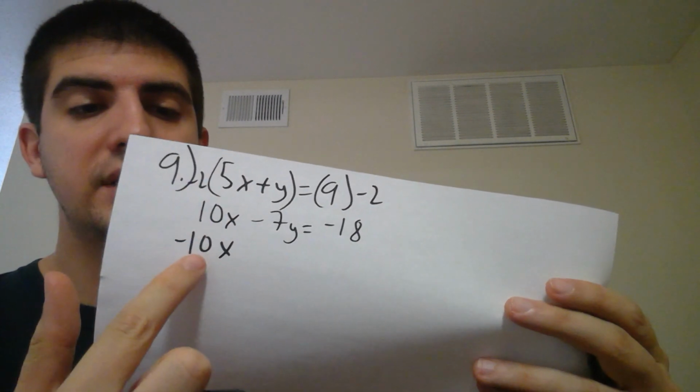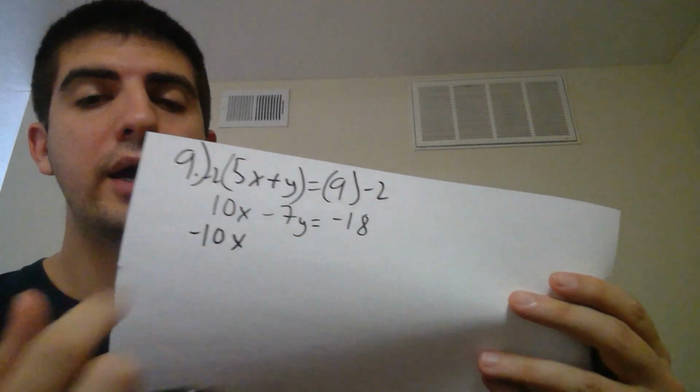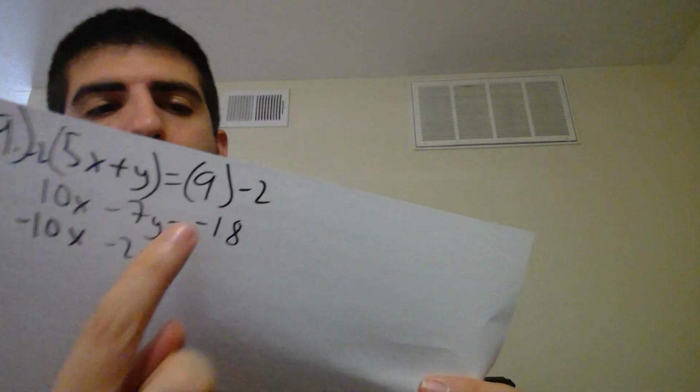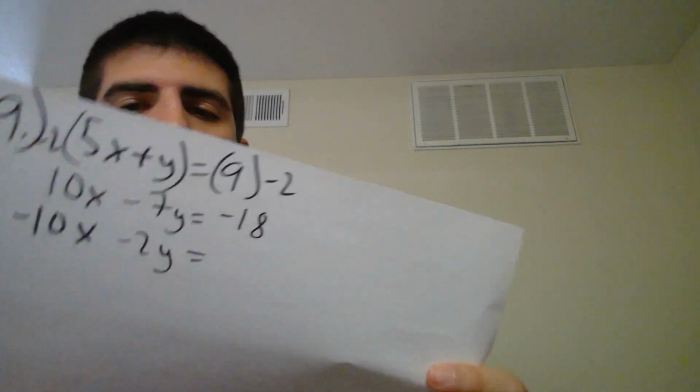Negative 2 times 5x is negative 10x. Negative 2 times y is negative 2y. Now the other side of the equation, negative 2 times 9 is negative 18. Kind of a coincidence that it's the same number as that. It's a coincidence. And now we're good to go.